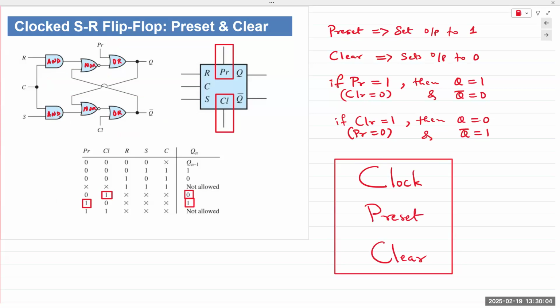Clock is present. Clock is implemented or present in every sequential logic circuit.